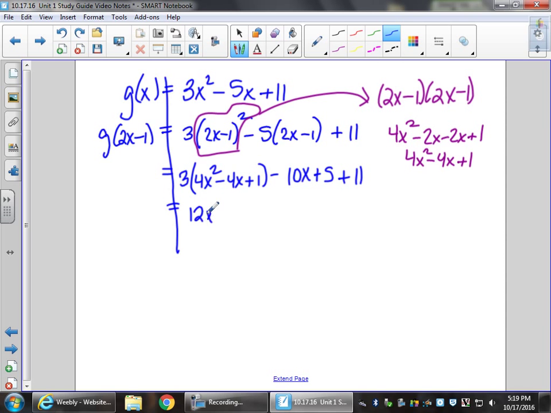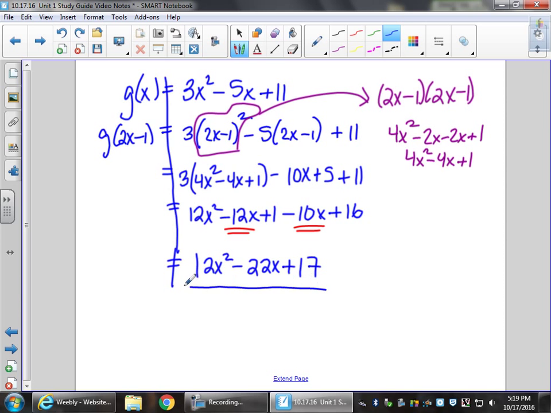Distributing the 3, 12x squared minus 12x plus 3. Bringing everything else down, I can make that 16. And now we just need to combine like terms. That's it.